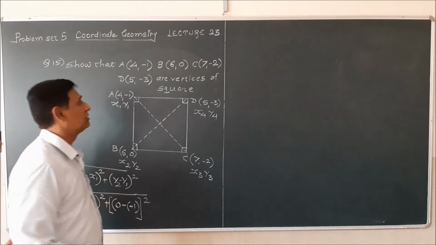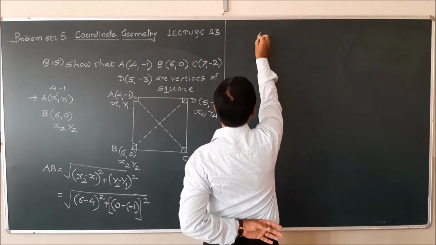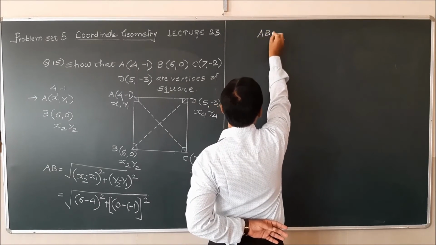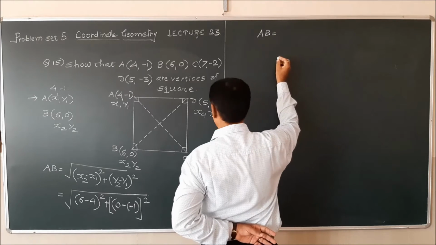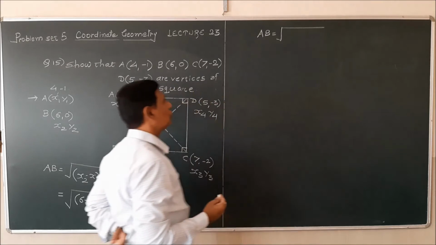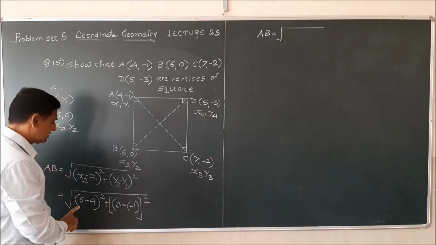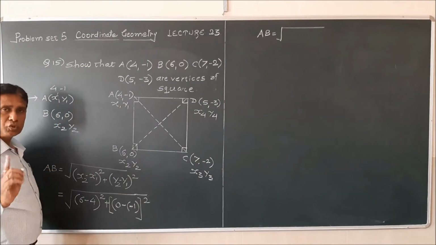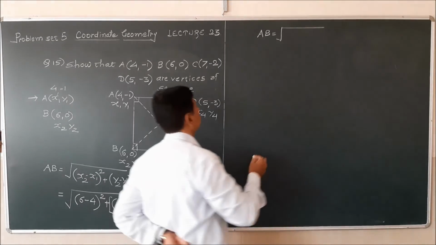So I am going to continue the same. AB is equal to root of, 6 minus 4 is 2. So 2 square.